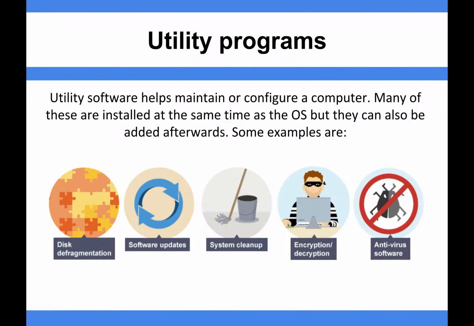So utility programs are a type of software that helps maintain or configure a computer. It's known as system software, a bit like an operating system, but there are extra types of programs that are installed at the same time as the OS sometimes, but they can also be added afterwards. And they're just for making sure the computer is running as best it possibly can, like focusing more on the hardware. So some examples are antivirus software.